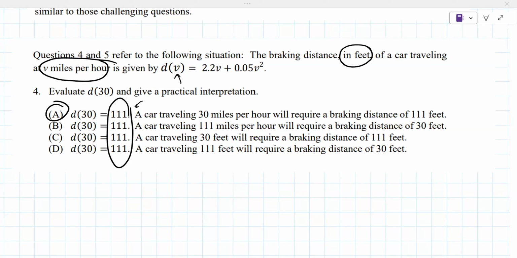Okay. So let me know if you want us to move on to 5 or something else. Could we do number 5, please? Sure. So it does refer back to the same question.